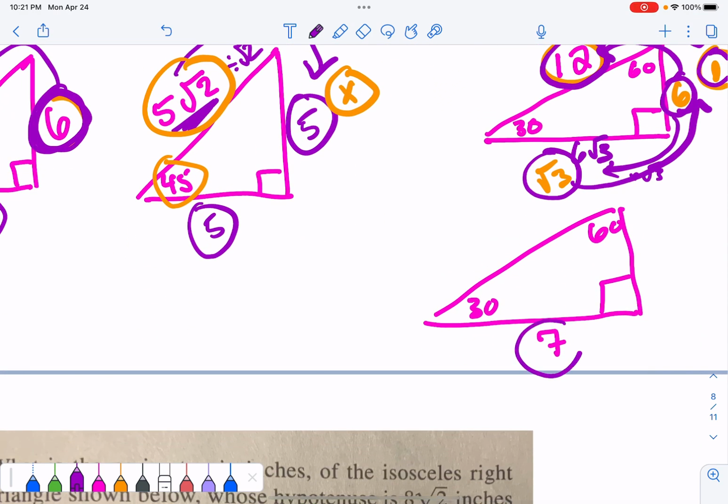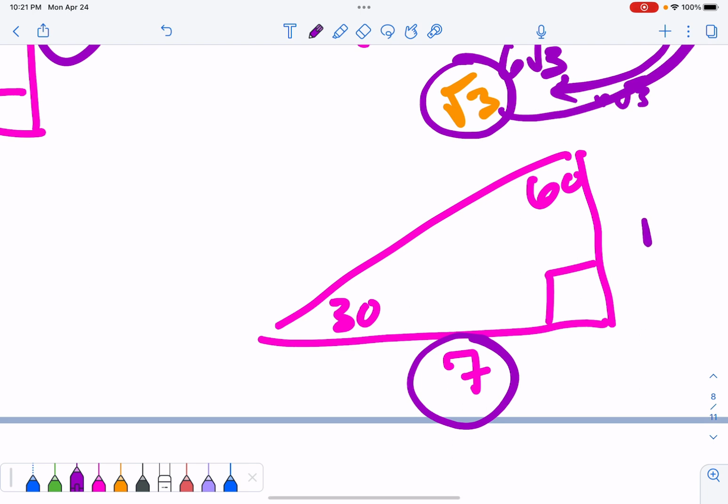So here, they're giving me this side, okay? And this one's a little bit trickier. My 1 side is here, my 2 side is here.